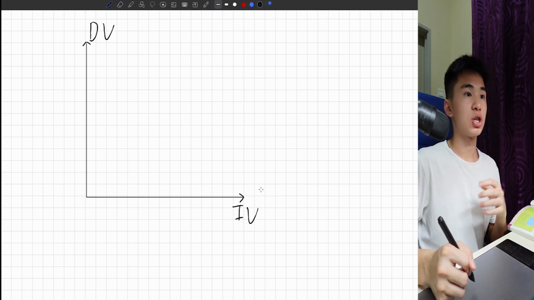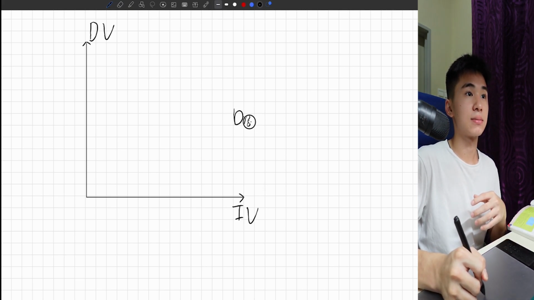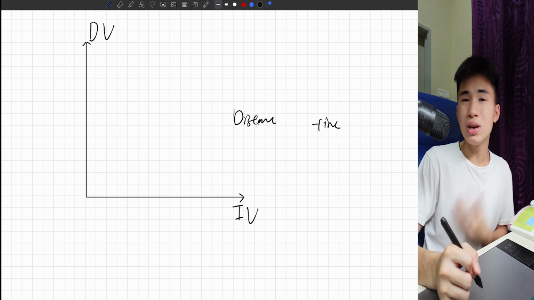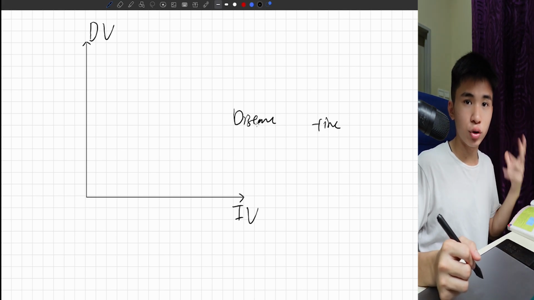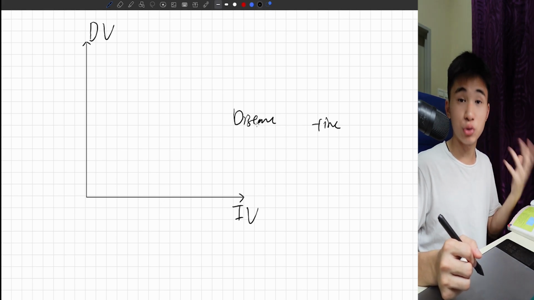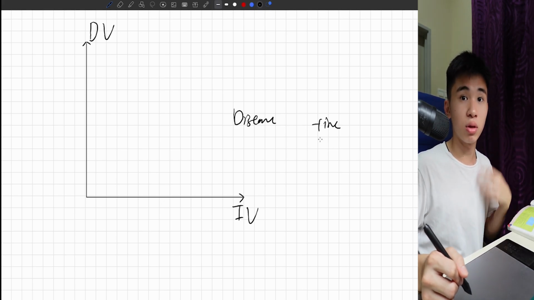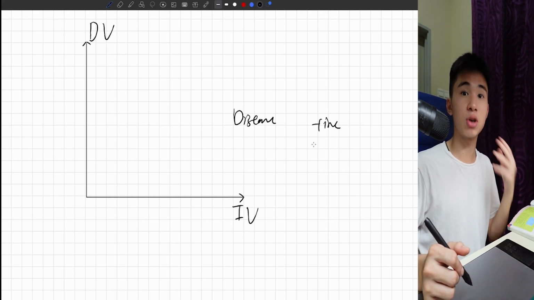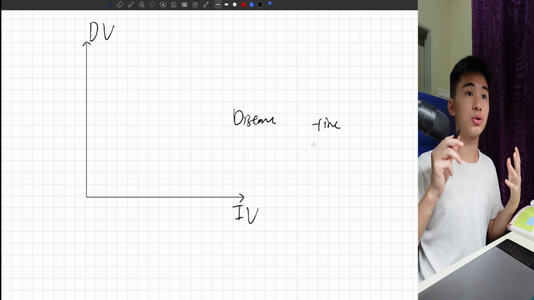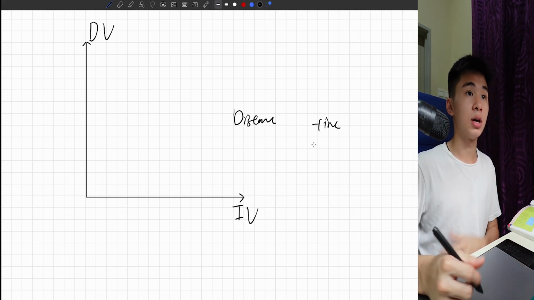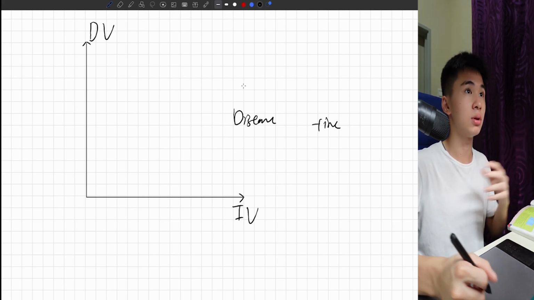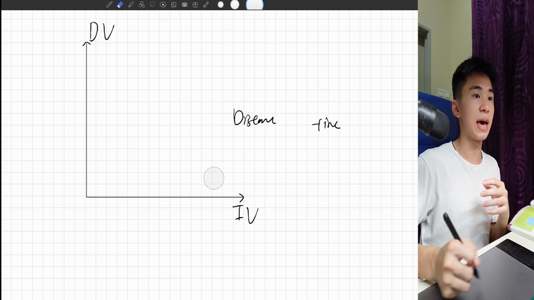So distance and time, right? We can have zero distance, we can control the distance that we are going to travel, but we can't control the time. We can't slow down time or speed up time. Time is constant, so this leads to time being independent, which means that time is an independent variable, so it's supposed to be in the x-axis.